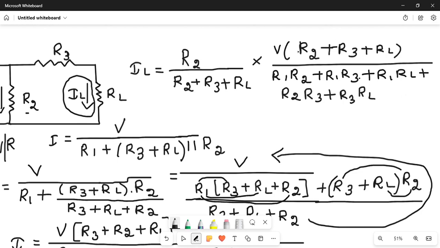So now this particular will get cancelled, isn't it? So now you remain with IL is equal to V into R2 whole divided by this, isn't it? Let me write it in a neat manner.